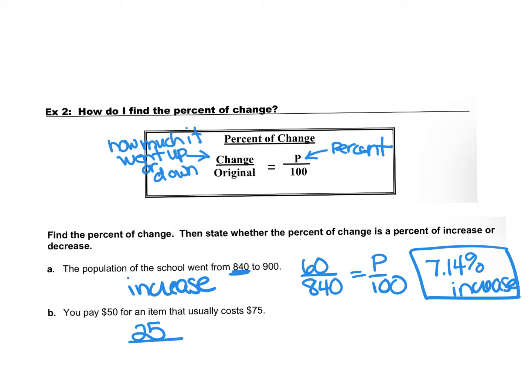Now, it says it usually costs $75, and so it was on sale, but it usually costs $75, so that's the original amount. And now let's find out how much we saved by paying $50. So again, we're going to multiply, so we'll take 25 times 100, and then we're going to divide by 75.